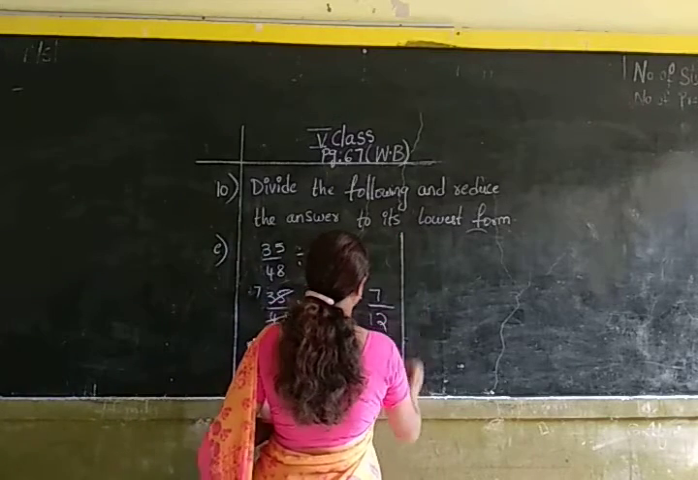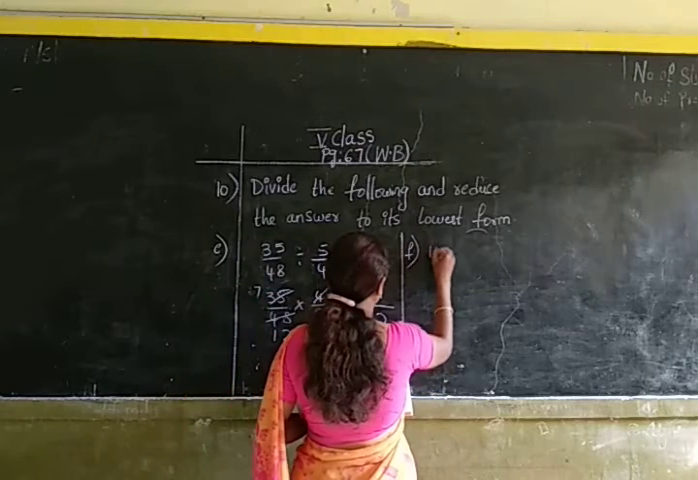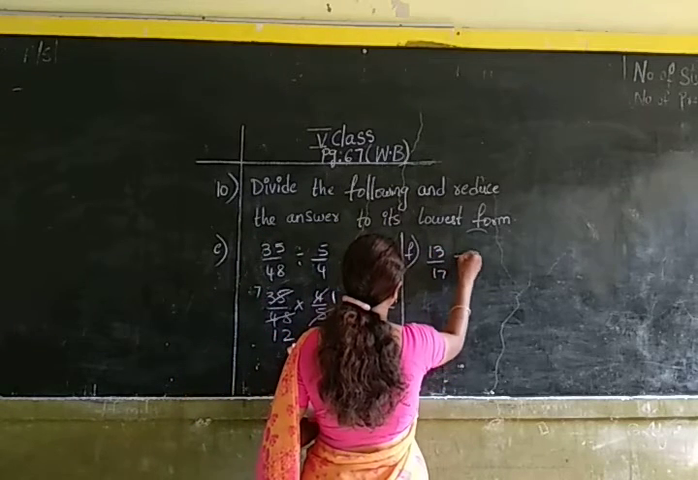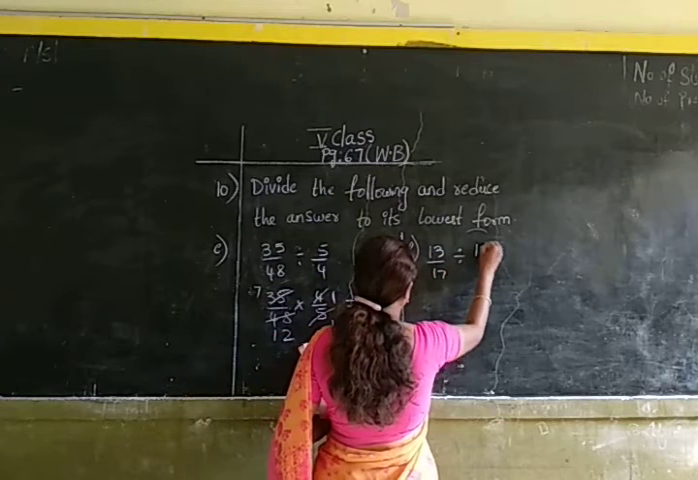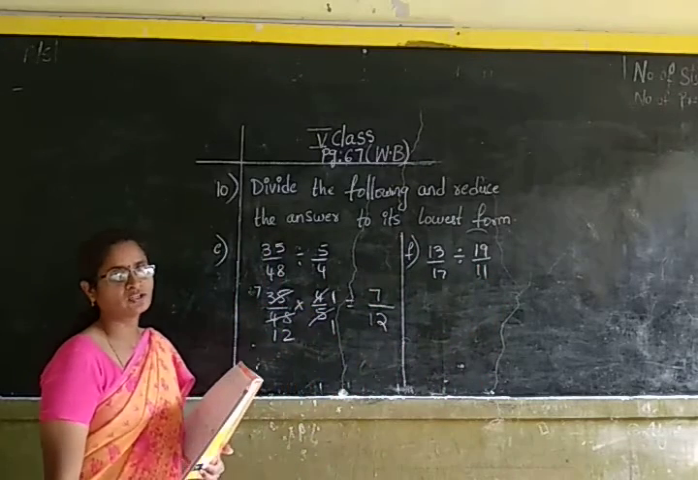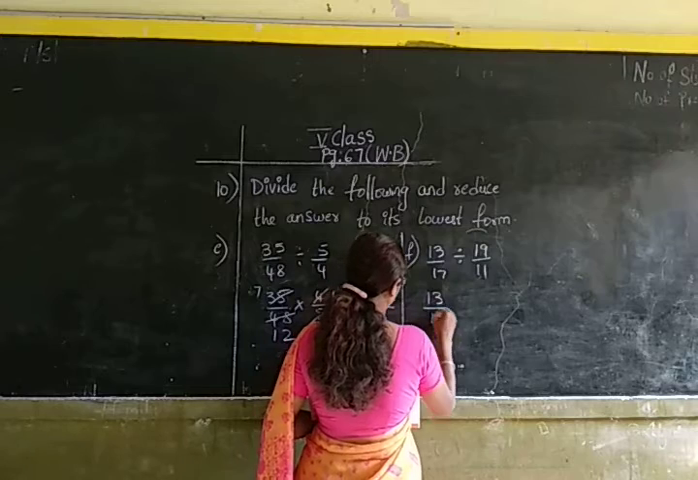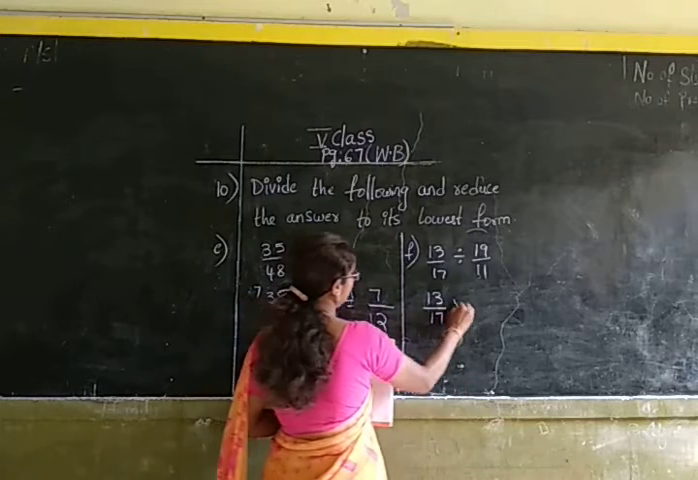Okay children, now let us do the F sum. 13 by 17 divided by 19 by 11. We have to write down the reciprocal of the second fraction and then multiply it with the first fraction.